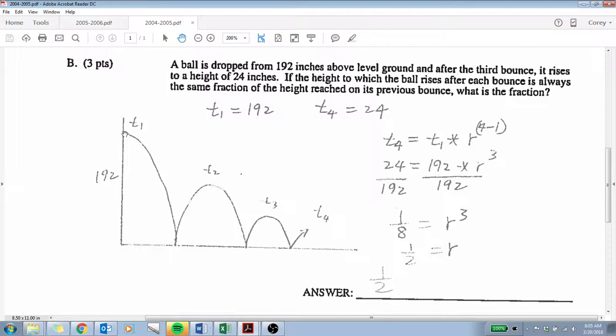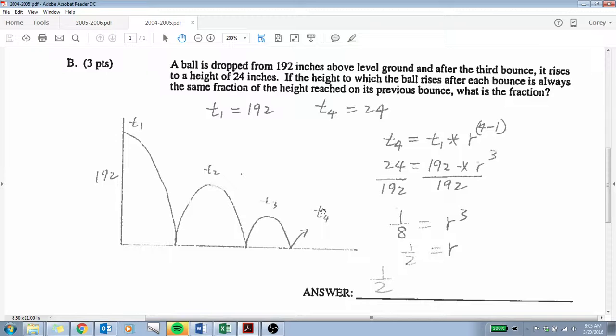So term 1 is where it's starting, at 192. The ball is going to drop, hit the ground, and then bounce back up to the height of whatever term 2 is. It's going to bounce and then go back up again, and that's going to be the height of term 3. Bounce again, the height is going to be term 4.